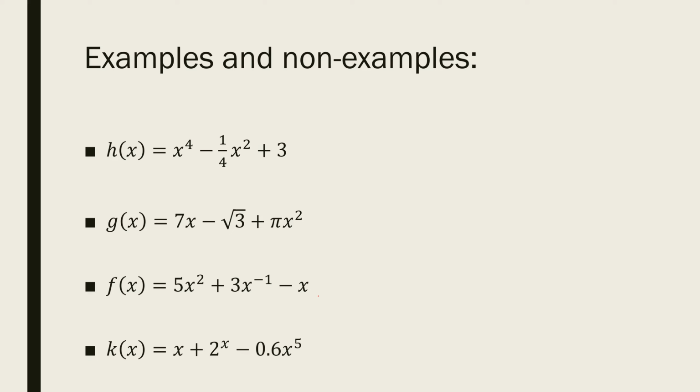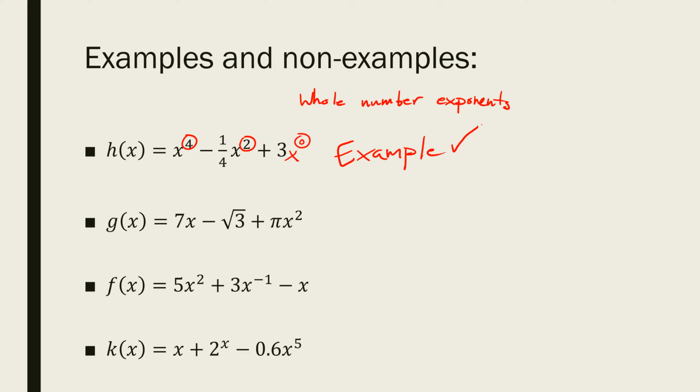Here are some examples and non-examples. Remember, a polynomial has only whole number exponents. So we need to check each one of these to see if they have whole number exponents. And remember, the coefficients can be anything as long as there are whole number exponents. So let's look at this first polynomial. Whole number, and this would be like x to the 0, also a whole number. So this is an example of a polynomial. Yes, check. This is a polynomial.